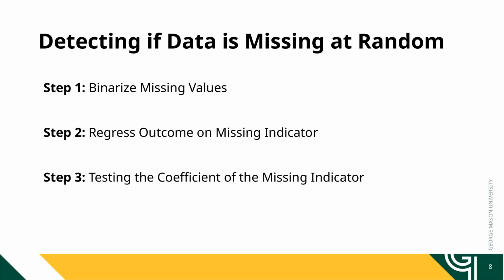If the coefficient for missing X is significant, p is less than 0.05, it suggests that the missingness is related to outcome Y, indicating the data is not missing completely at random, and imputation should be considered. Conversely, if the coefficient is not significant, the missingness likely does not affect Y, suggesting the data may be missing completely at random, allowing for simpler methods like data removal.